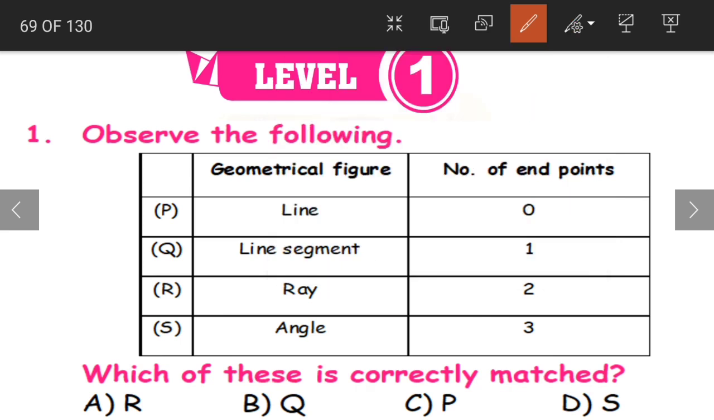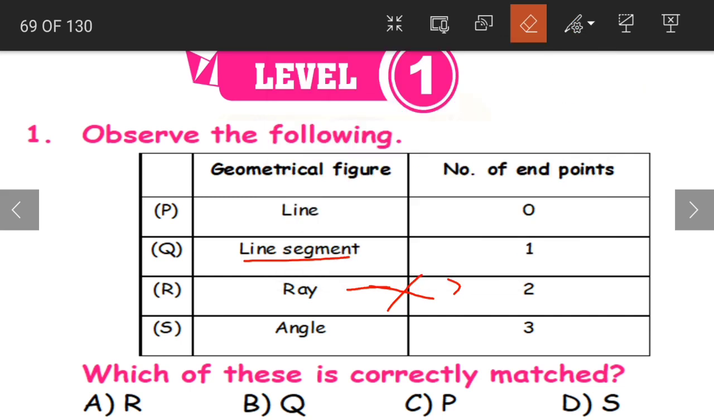Like for example, if I am talking about angle is having 3 endpoints, or here if I talk about ray is having 2 endpoints. Now what does a ray look like? This is a ray. How many endpoints does ray have? Ray has only one endpoint. So is this correct? Ray is having 2 endpoints? No, this is wrong.